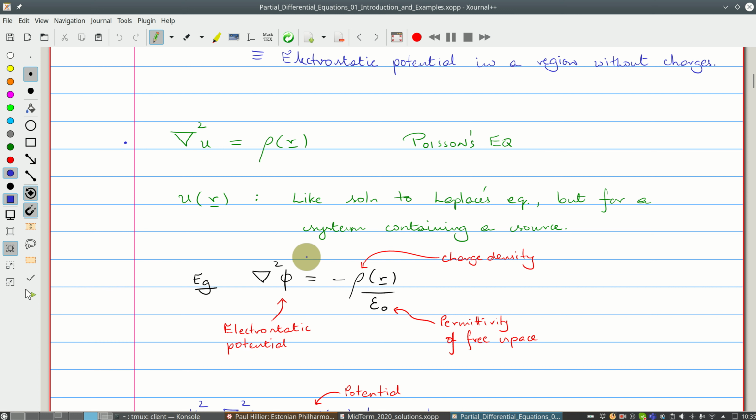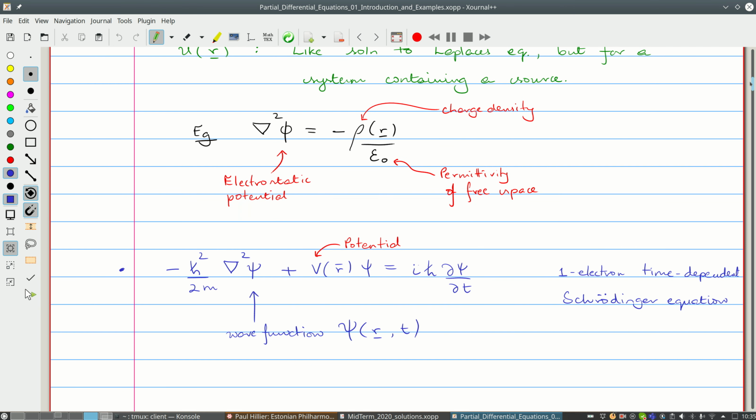So, as I said, this is Laplace's equation for a system containing a source. And this could be the charge density, in which case you would get the electrostatic potential. And here epsilon naught is the permittivity of free space. This is going to be quite an important equation to be able to solve in electromagnetic theory and in Newton's theory of gravitation.